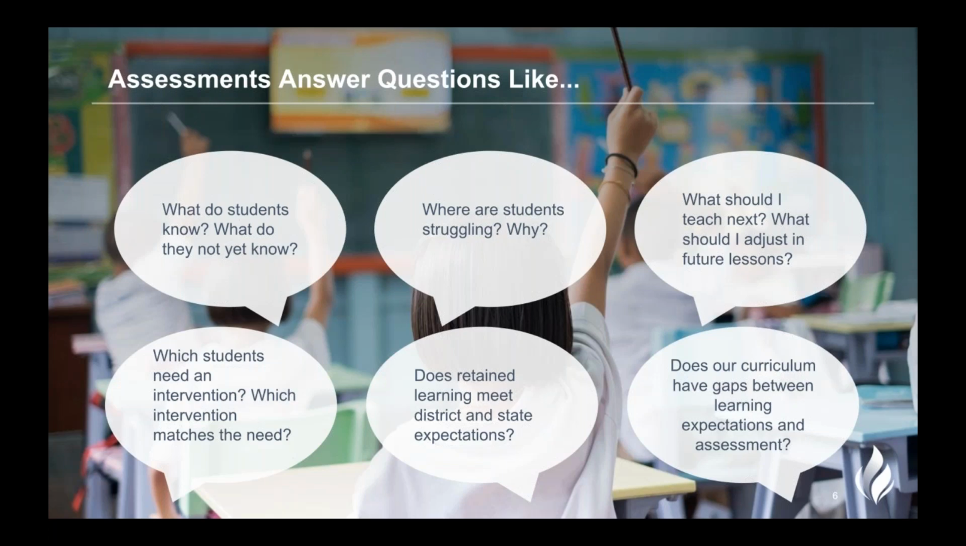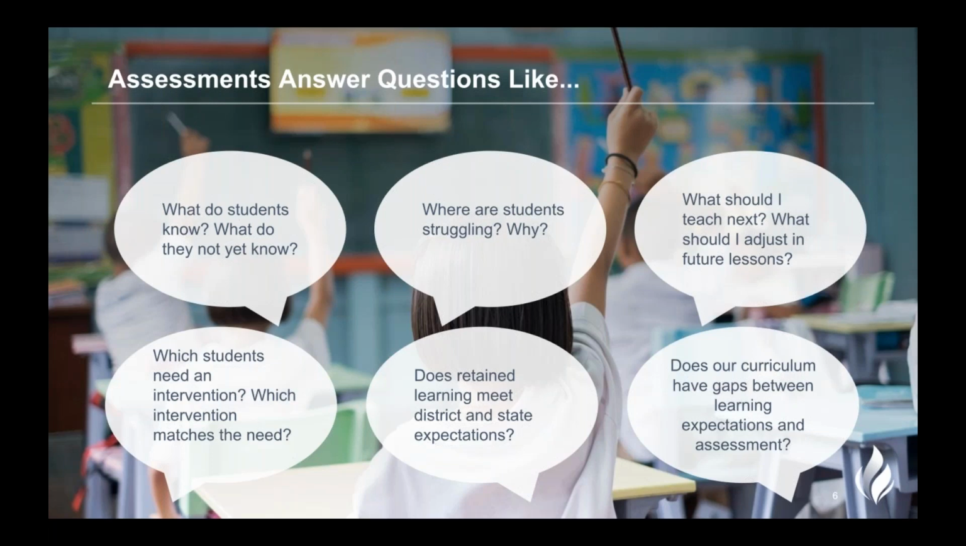Which students need an intervention? Which intervention matches the need? And again, that's a more focused version of question number 2 up here. If students need something beyond Tier 1 instruction, and we always go to Tier 1 and strengthening that first, but if students need something beyond, what do they need? And how do we find the right intervention for students?